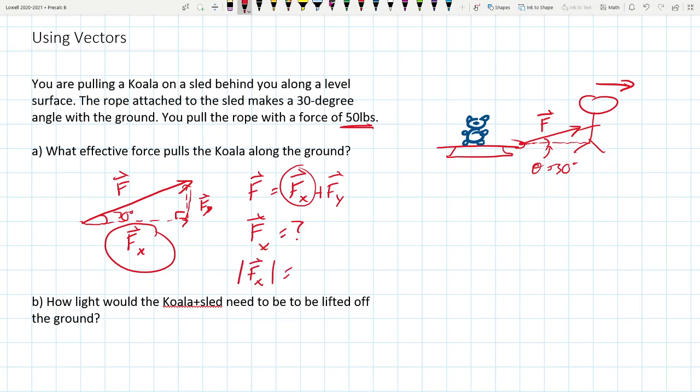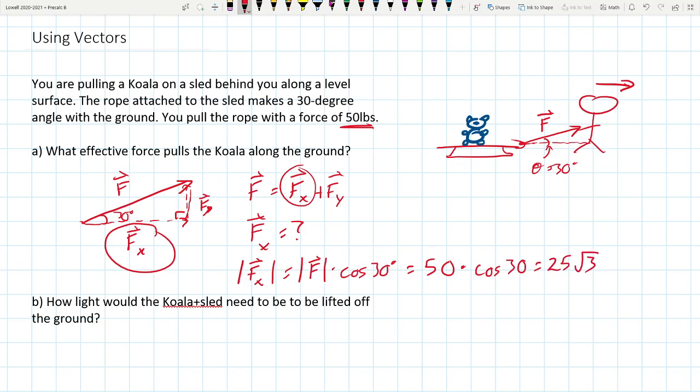is, well, let's see, this is the adjacent side to the angle, so it's going to be cosine. Whatever the value of the hypotenuse is, or the length of the hypotenuse, times cosine of 30 degrees. We'll just plug in what we know. So we have 50 pounds times cosine of 30 degrees, which is root 3 over 2, I believe. So that ends up being 25 root 3.